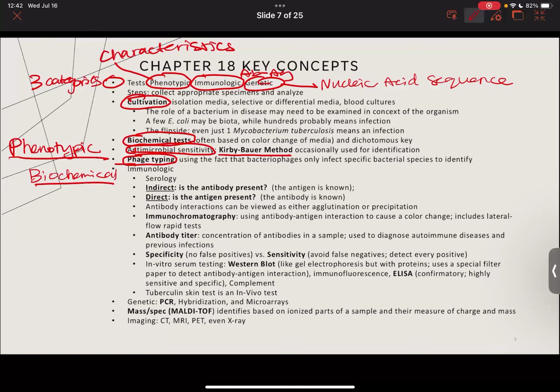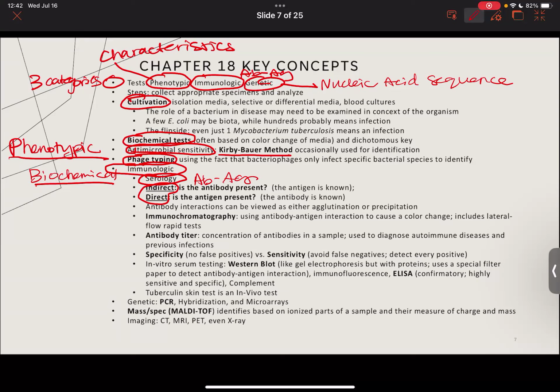Moving on to the immunologic tests, many of these tests are serological in nature. And serological, again, is just another way of looking at immunologic. We're looking at an antibody-antigen interaction. The two major types of immunologic tests, which we learned about in the context of ELISA, but this applies to literally all immunologic tests, whether they're indirect or direct. And it's just based on what question you're asking.